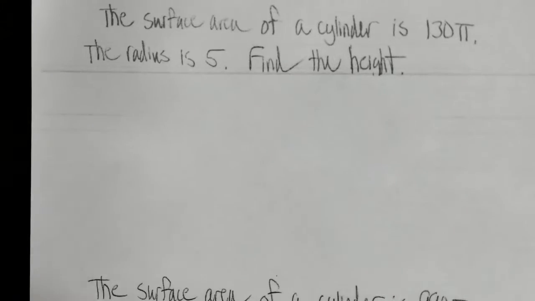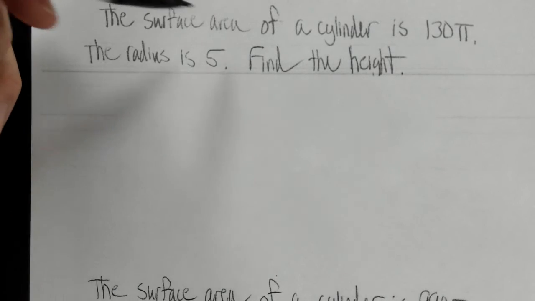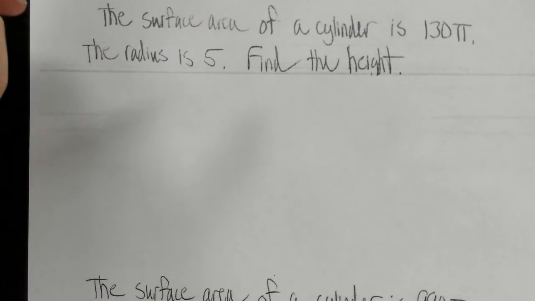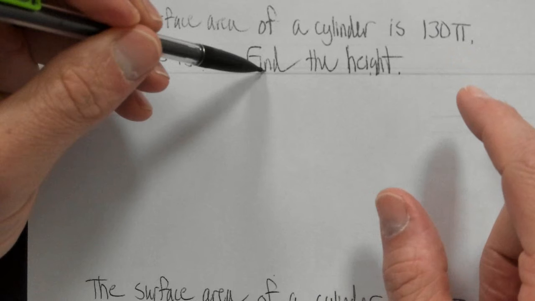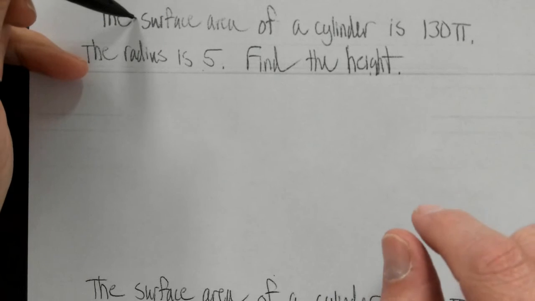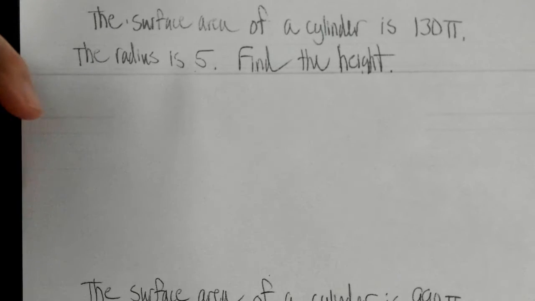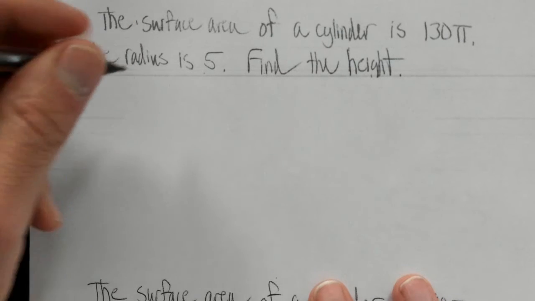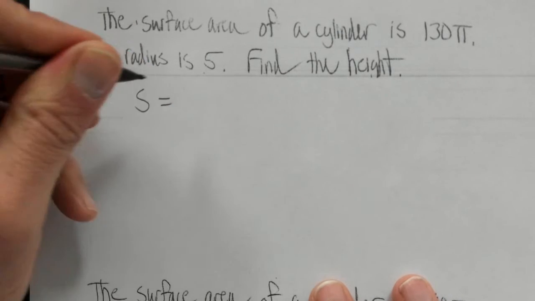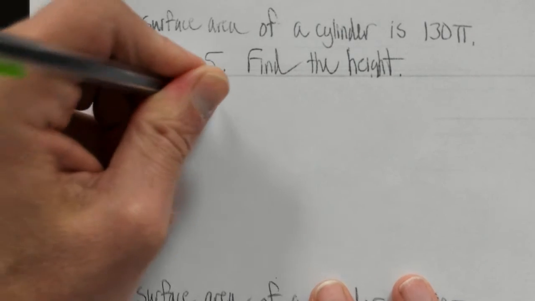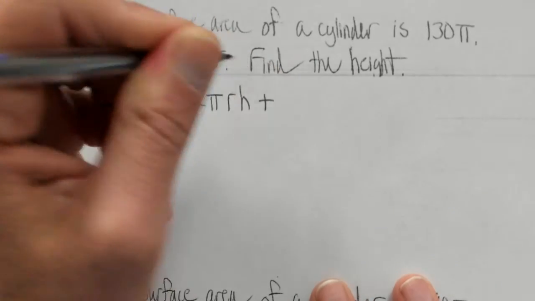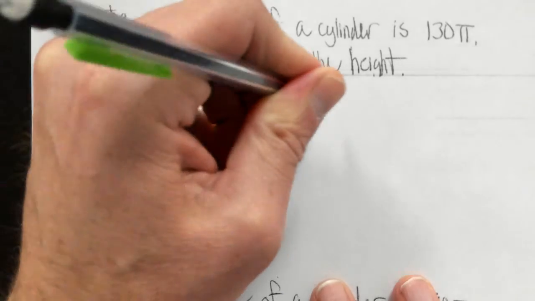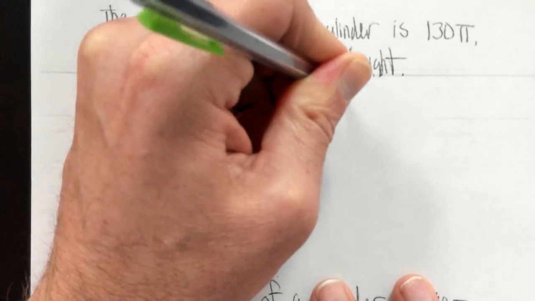What about one like this? The surface area of a cylinder is 130 pi. The radius is 5. Find the height. So what formula are we starting with? Surface area of a cylinder is the formula we need. So the surface area of a cylinder is equal to 2 pi r h plus 2 pi r squared.